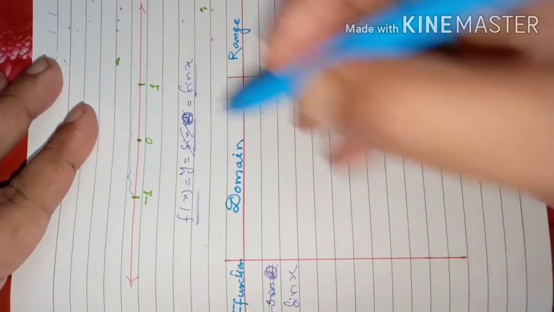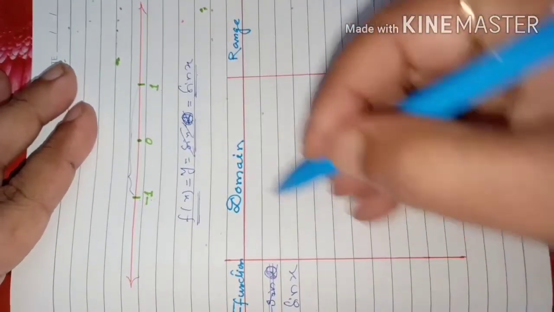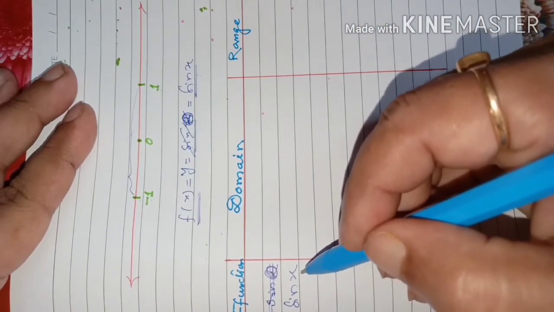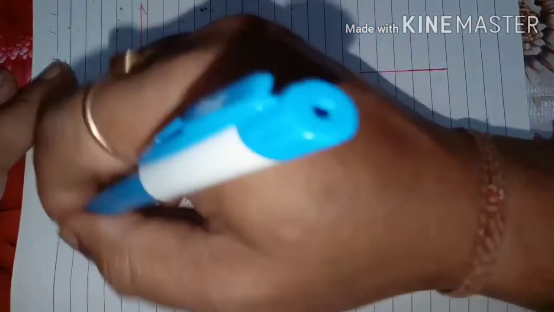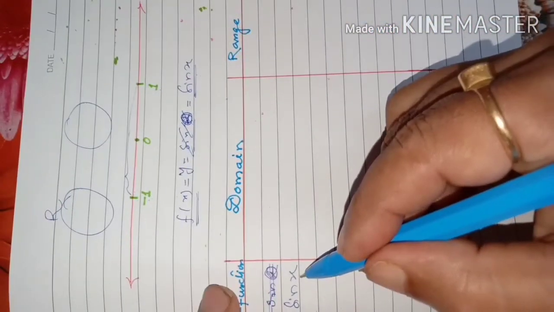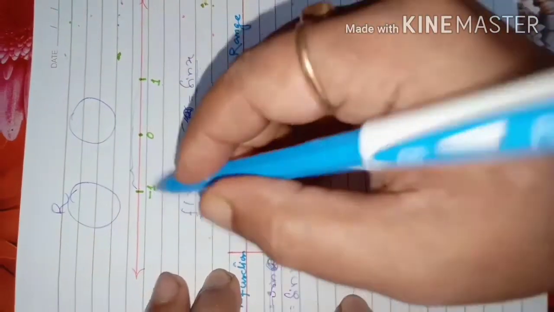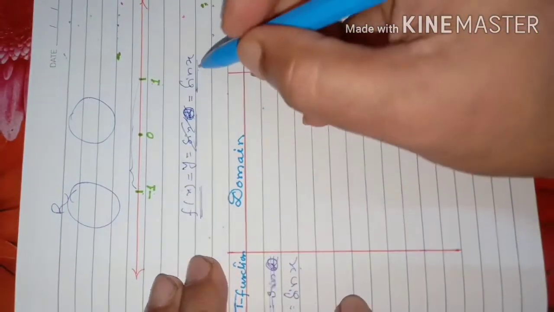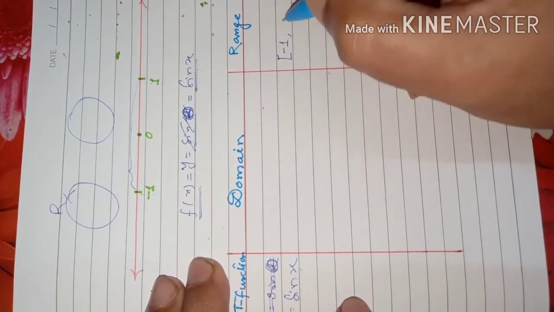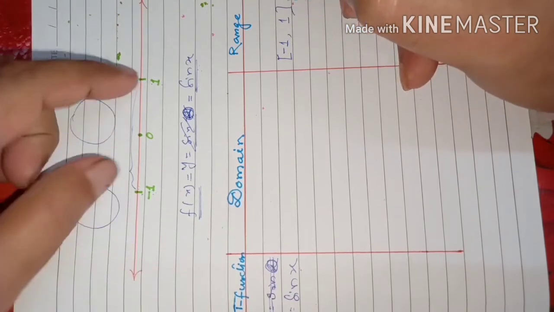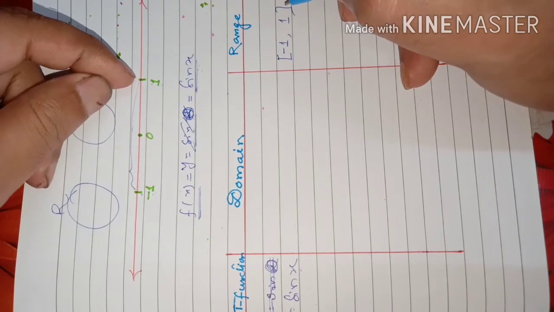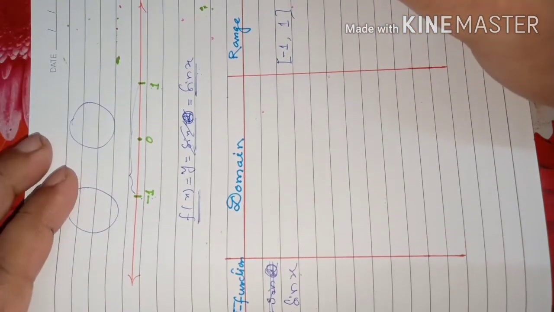So for this function, whenever we put any value of x, any real number we take, the domain is real numbers. Any real number you can take for x, and then the output will always be between minus 1 and plus 1. So the range will be between minus 1 and plus 1, including minus 1 and plus 1, because sin x can have the value minus 1 and also plus 1. The greatest value is plus 1 and the lowest value is minus 1.